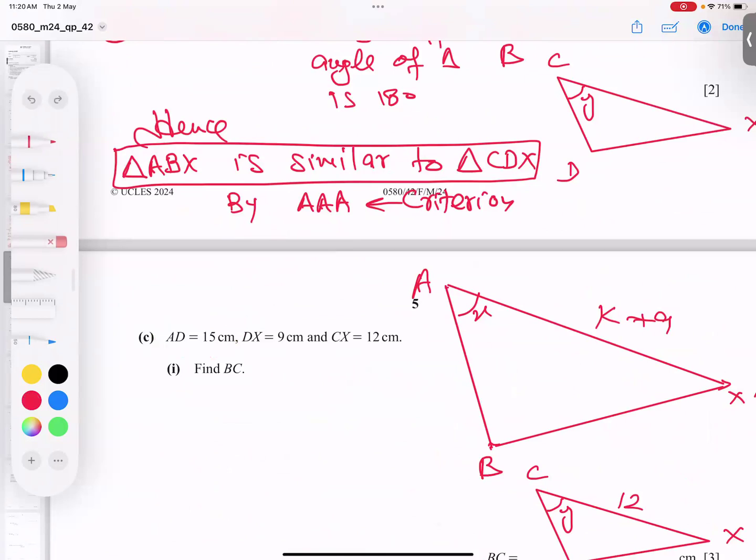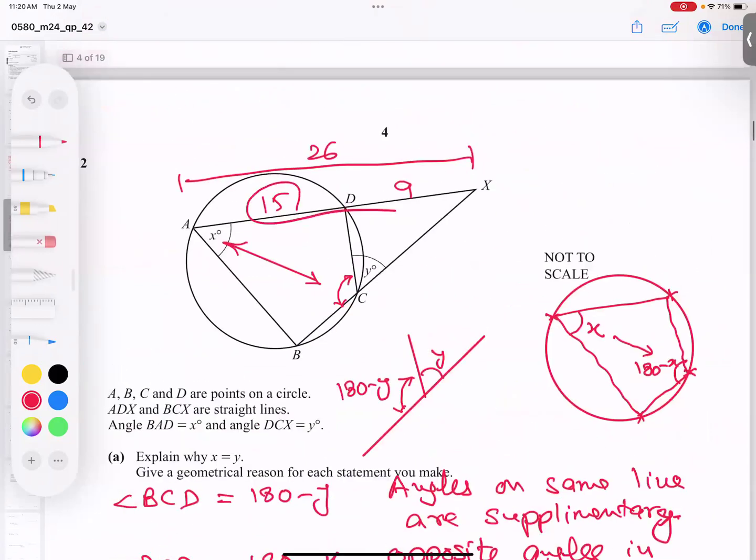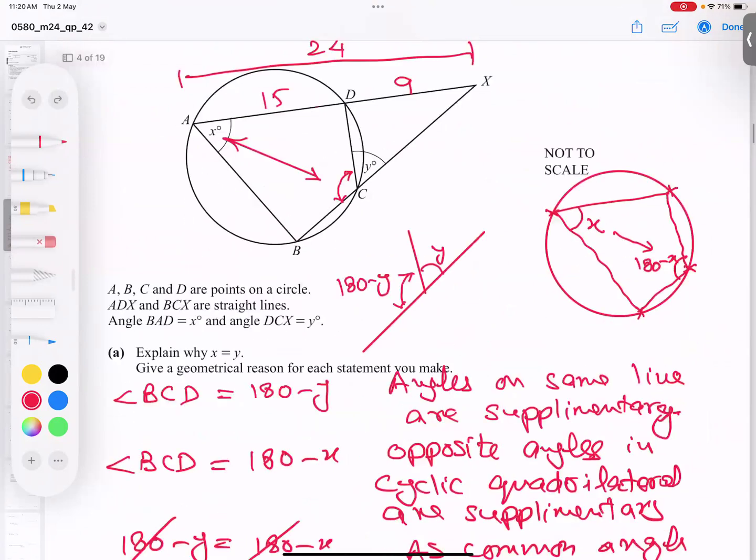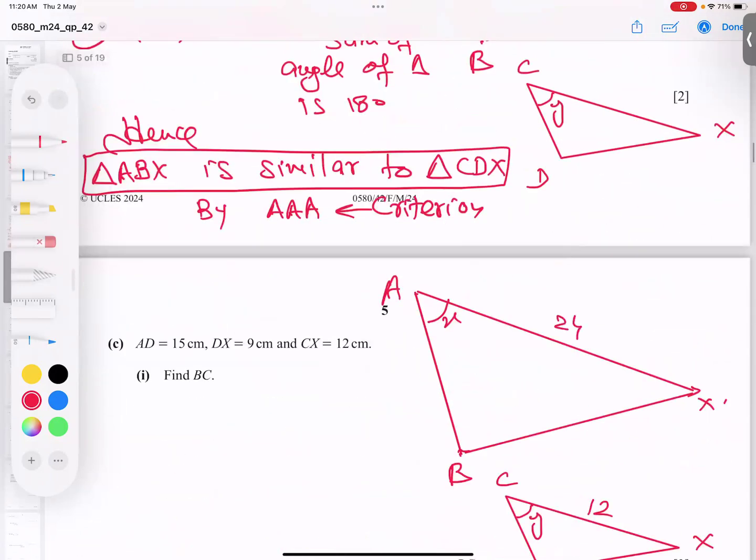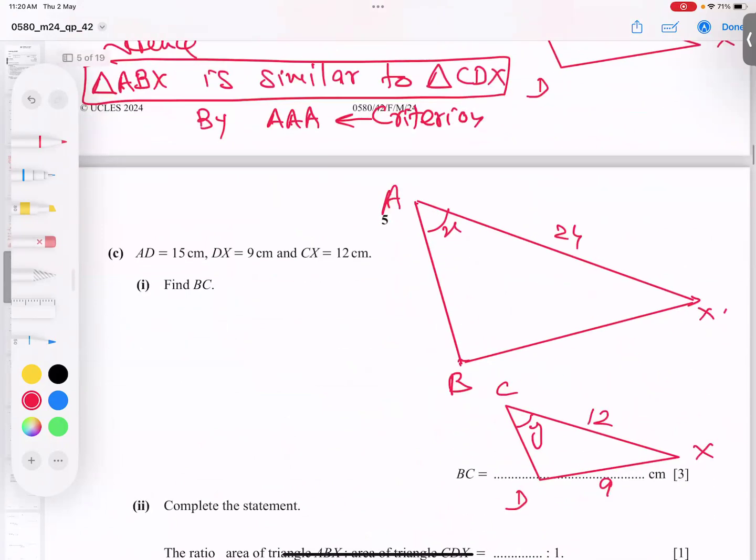Then, students, I misunderstood before. Now 15 plus 9 gives you 24. So it means A to X total length is 24. So I am writing here 24. So I think you got the point clear now, and now we can find BC easily.